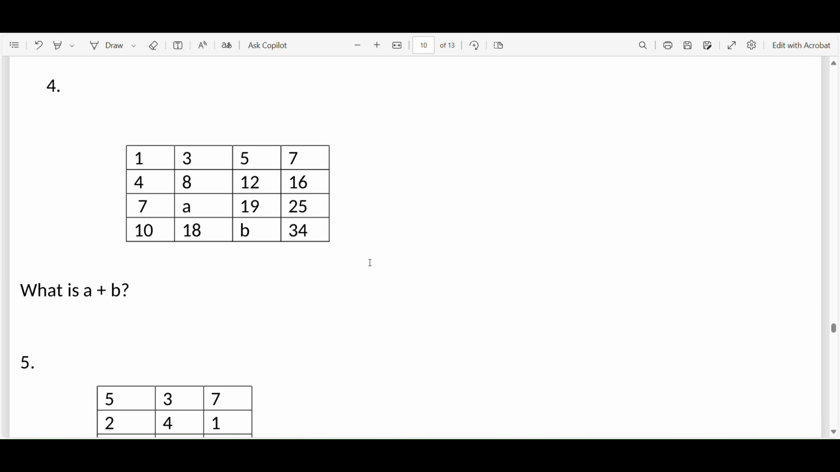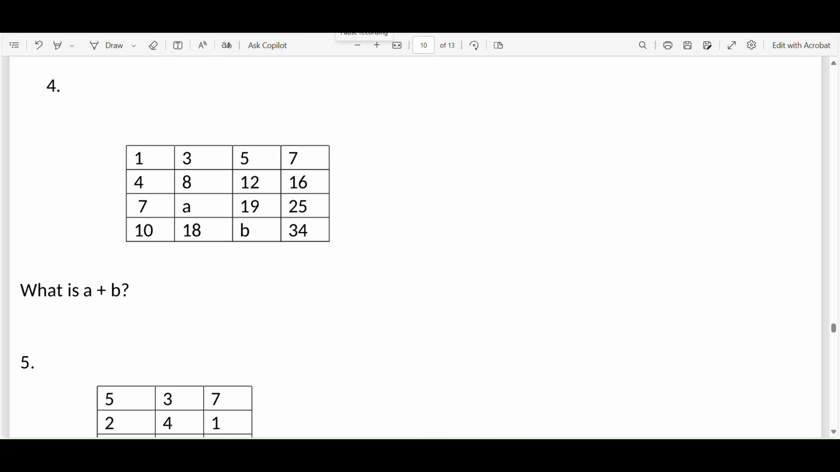So for this question, we are having again 4 rows and 4 columns. When you look at the question, you are having 1, 3, 5, 7, which are odd numbers, like consecutive odd numbers. And next, when you see vertically, we are having 1, 4, 7 and 10.